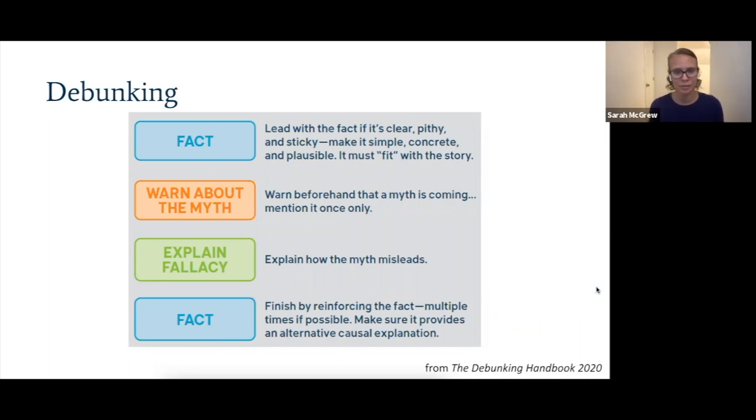You then want to explain how the myth misleads, what's wrong about it, and finish by reinforcing the fact, restating what you started with, if necessary, multiple times. And it's really important that the factual alternative is ideally just as simply stated as the myth or the misinformation to begin with, right? That there's a one-to-one replacement: you might think this or you might have heard this, but in fact this. And your factual explanation is not more complicated than the original, so it can be replaced.